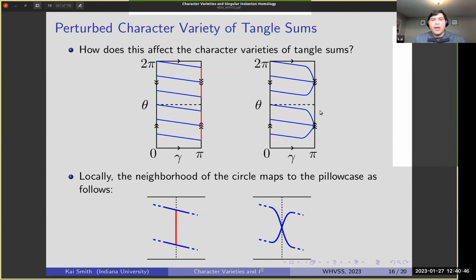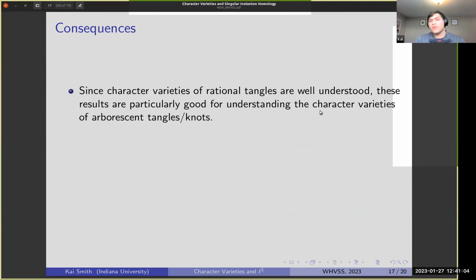So I've explained what the character variety of C3 looks like, unperturbed and perturbed, and we've seen how we can use that to find the character varieties of tangle sums. So what can we do with that information? First of all, these methods are particularly good for understanding the character varieties of what are called arborescent tangles or knots. Those are the ones constructed by starting with rational tangles, whose character varieties are well understood, and then doing repeated summing.